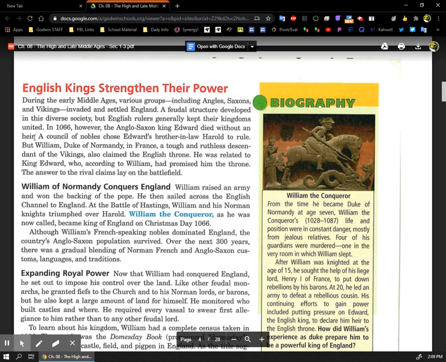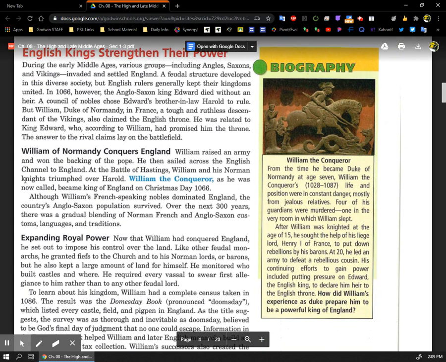In 1066, however, the Anglo-Saxon King Edward died without an heir. A council of nobles chose Edward's brother-in-law Harold to rule. But William, Duke of Normandy in France, a tough and ruthless descendant of the Vikings, also claimed the English throne. He was related to King Edward, who, according to William, had promised him the throne. The answer to the rival claims lay on the battlefield.